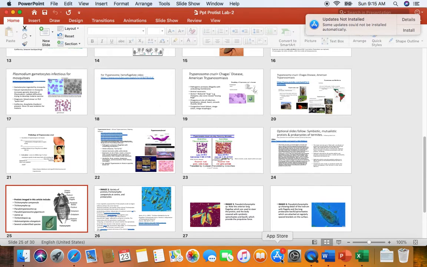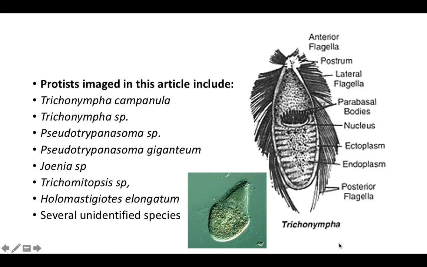So Trichonympha, they are flagellates. As we mentioned, they live in symbiosis with termites. They live in the intestinal tract of termites. And if we have some termites, we'll do what's called a squash prep. We'll decapitate the termites so they don't suffer. We'll pull out their intestinal tract. We'll smash it with a cover slip, and we'll look for these amazing intestinal symbionts.